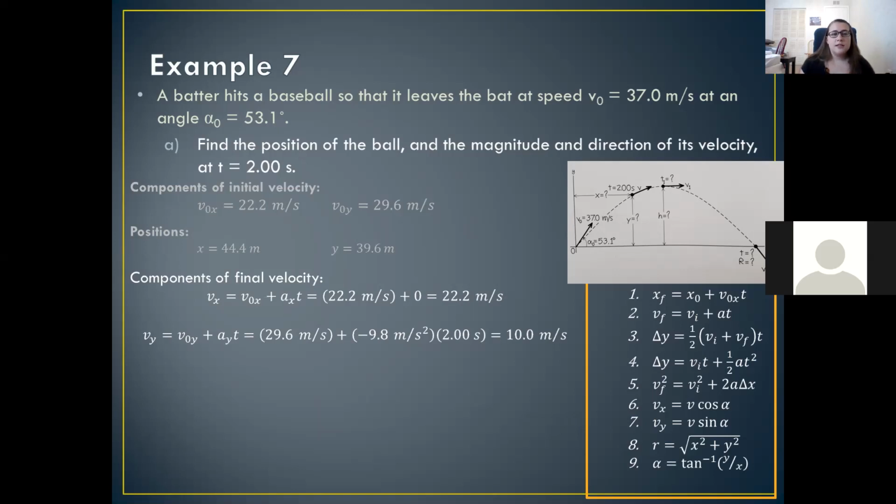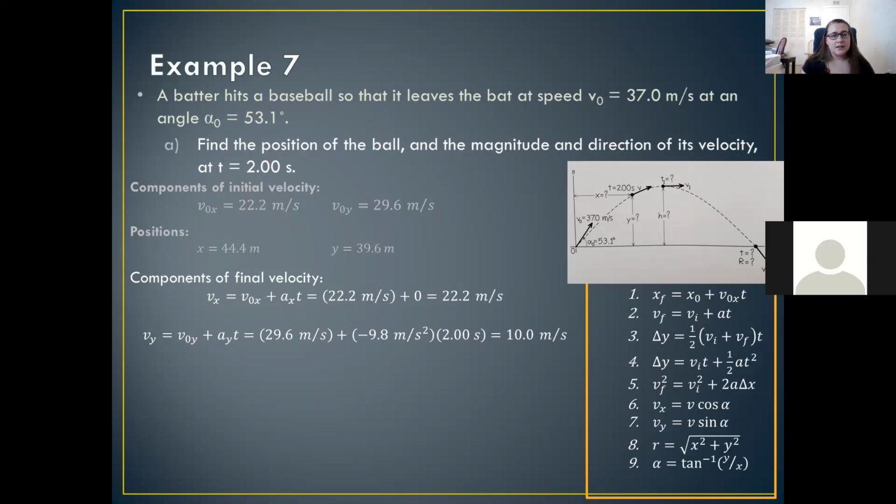So our velocity in the x direction, we'll find using equation 2, where our initial x velocity is right there at the top. Our acceleration is 0. So initial x velocity is the same as the x velocity at any moment. It's flying through the air, 22.2 meters per second.